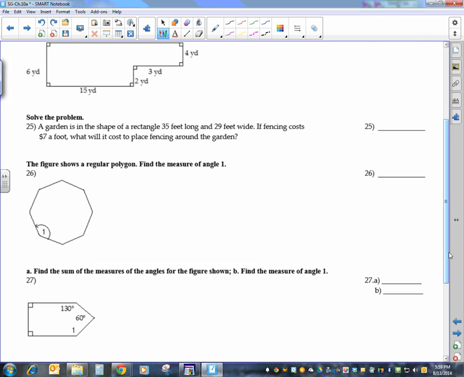3 more. A garden is the shape of a rectangle. Okay? Draw your rectangle if you need it. That is 35 feet long and 29 feet wide. The fencing costs $7 a foot. What will it cost to place fencing around the garden? So hopefully you know if we're going around the garden, that's our perimeter. So the perimeter equals 2 times 35 plus 2 times 29. That gives me a perimeter of 128 feet.